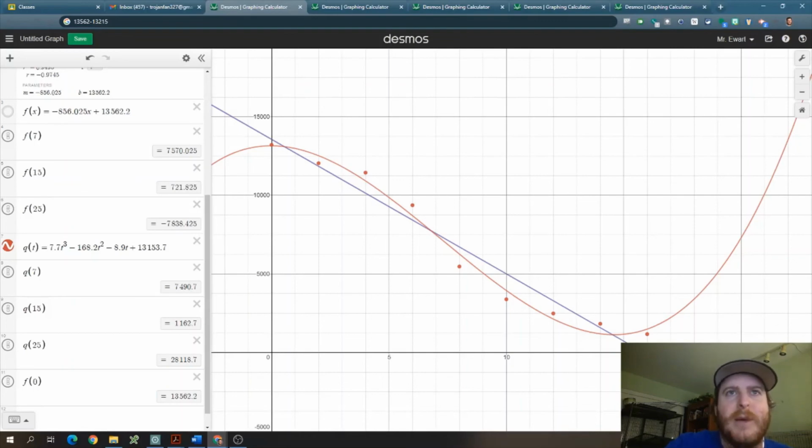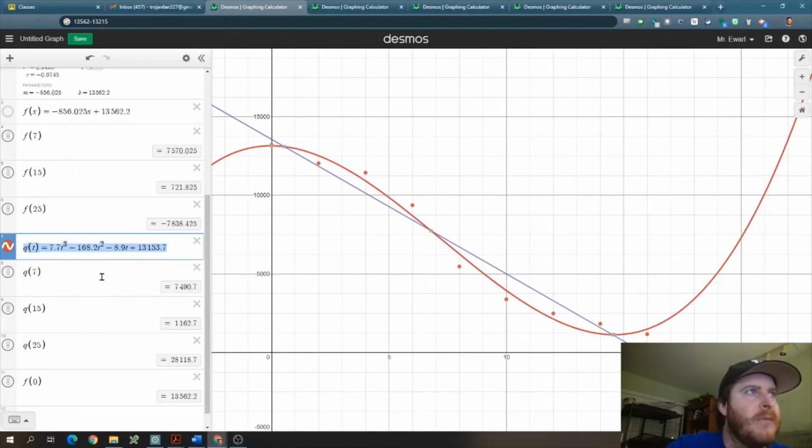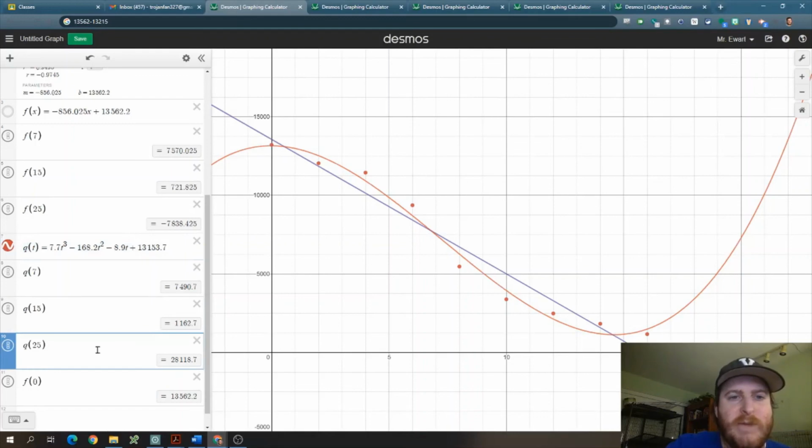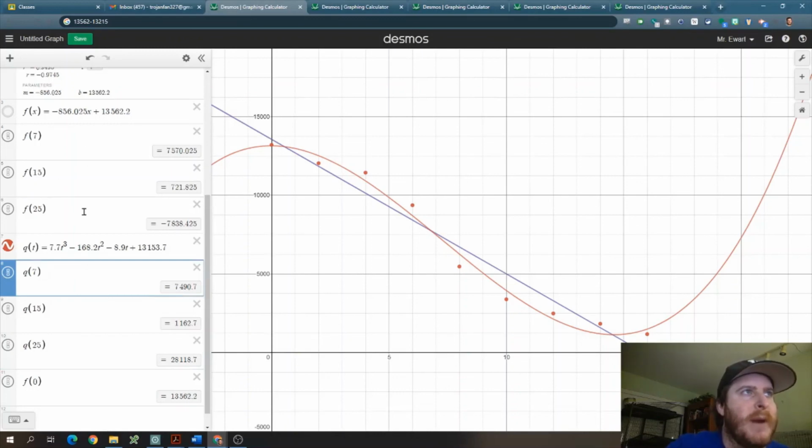I do want to kind of maybe look at, if we did decide, okay, let's try to use this red function, we could also use that. So I type this into Desmos, and we could make those same predictions, right? We could make those same predictions for the year 2007, right? For the year 2015, and for the year 2025. I don't know why in your textbook they changed the 2007 to 2005, but I left it as 2007 because that way we could kind of compare, right?